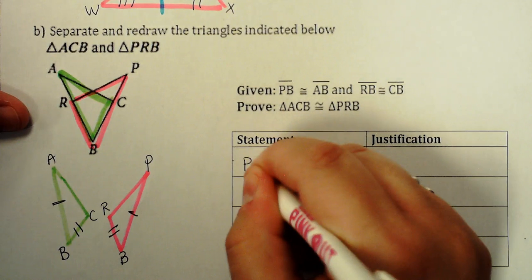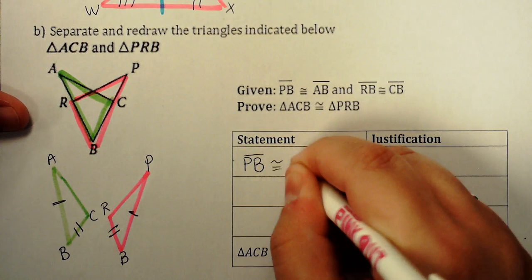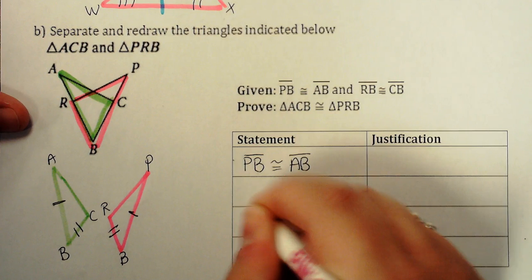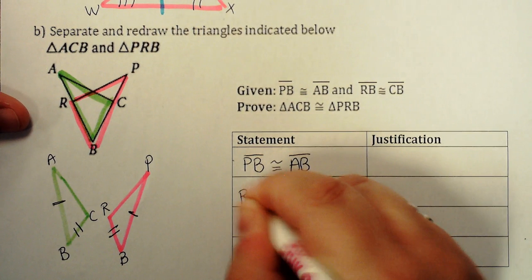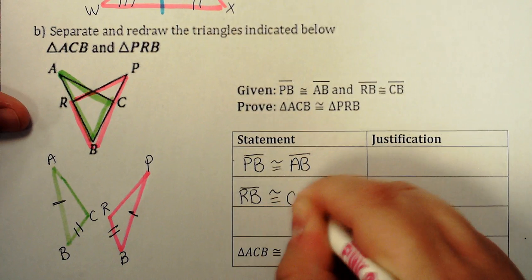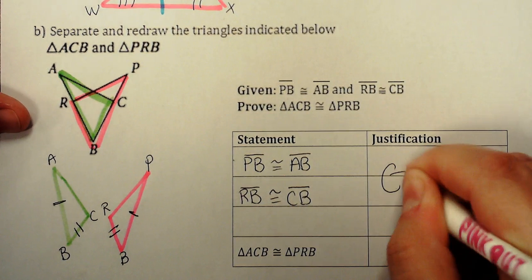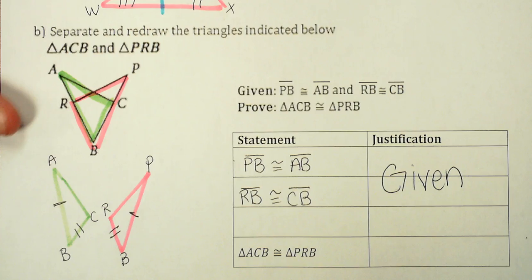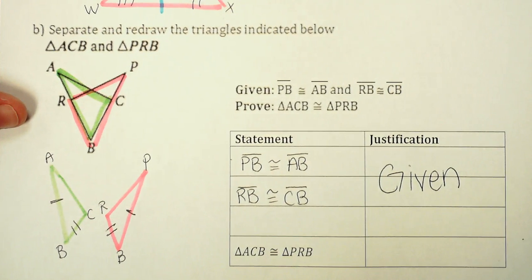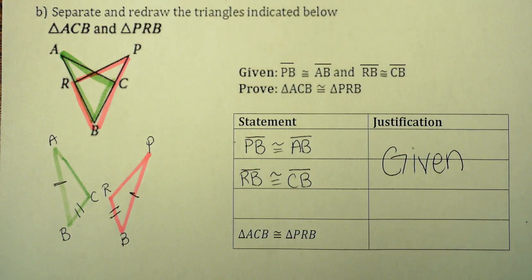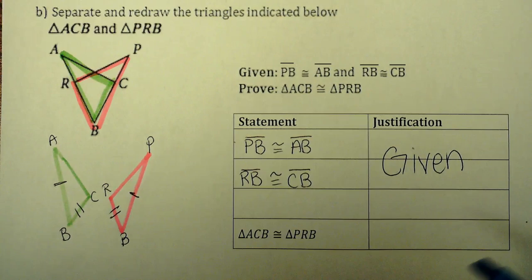So I'll just go ahead and start writing those triangle parts in my proof. Set of sides, RB congruent to CB, another set of sides. Both of those were just given to us in the directions. Okay, now this one's a little tricky, and we have never used this before in a proof because we haven't had any overlapping triangles like this.